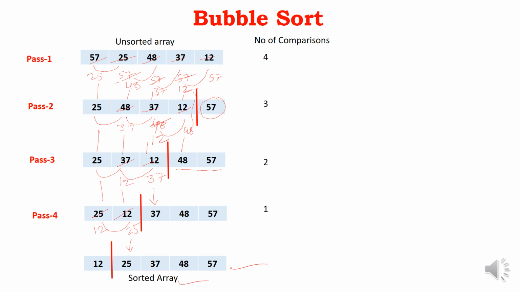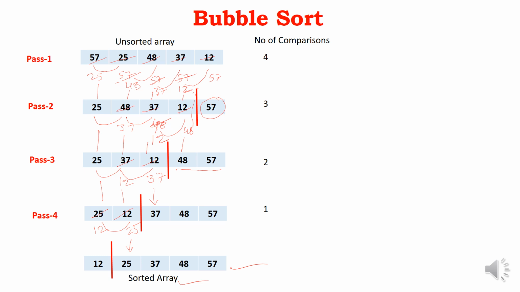In the first pass, 57 is the largest element and it is raised to its final position just like a bubble. In the second pass, 48 is the largest element and it is raised to its final position just like a bubble. In the third pass, 37 is the largest element and it is moved to its final position just like a bubble. And in the fourth pass, 25 is the largest element and it is fixed in its final position. So in every pass, the largest element moves to its final position just like a bubble. So this particular technique is said to be the bubble sort technique.